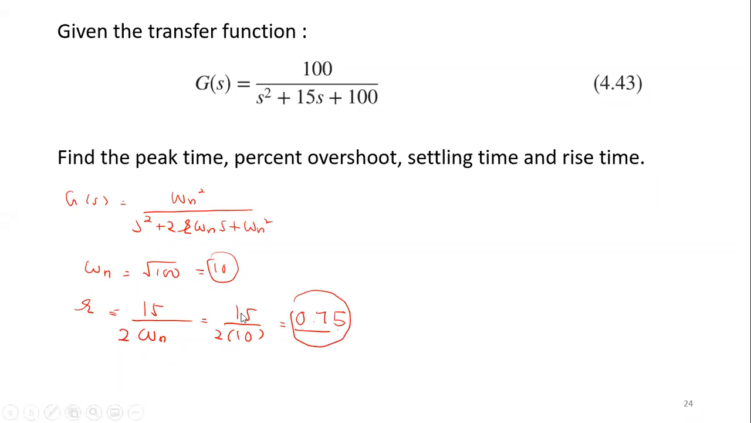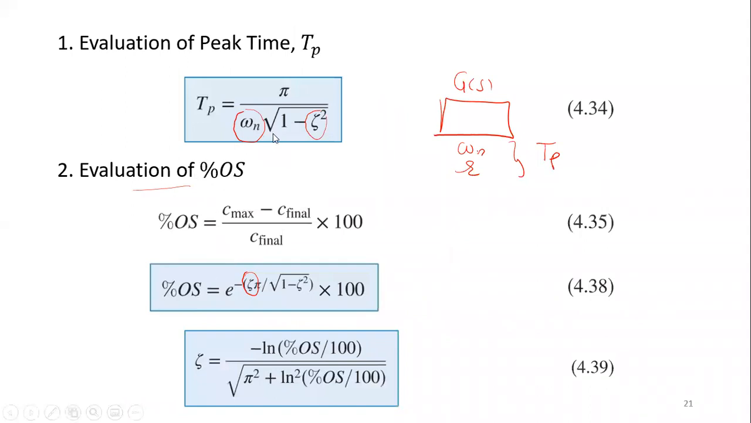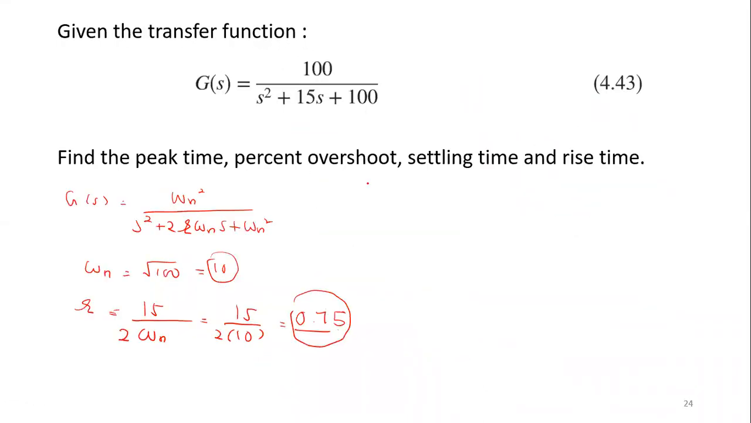So you can use the formula to find the peak time. The peak time is Tp equals pi over natural frequency times the square root of 1 minus damping ratio squared. So with 1 minus damping ratio squared, what do you get? 0.47 second.